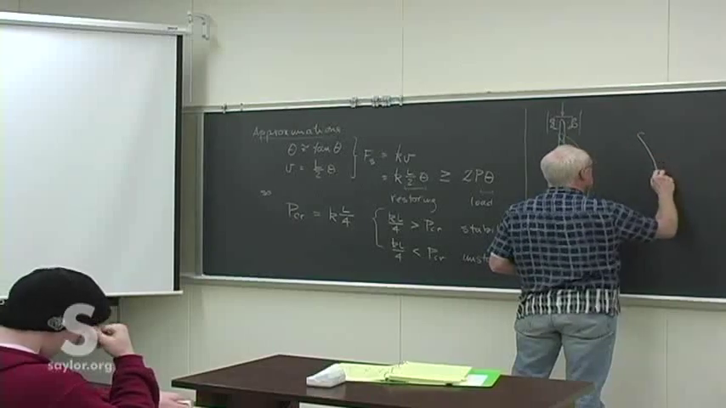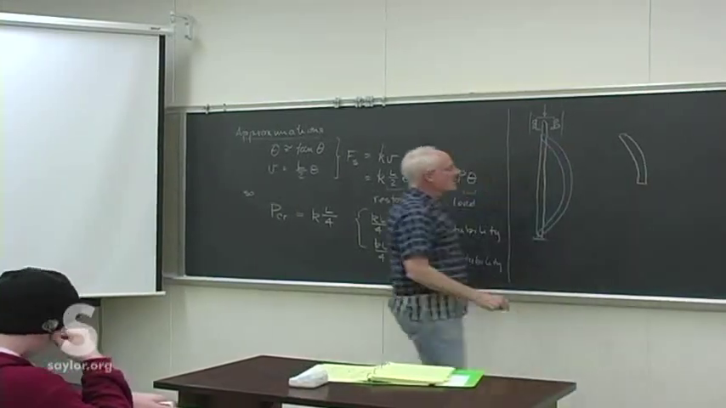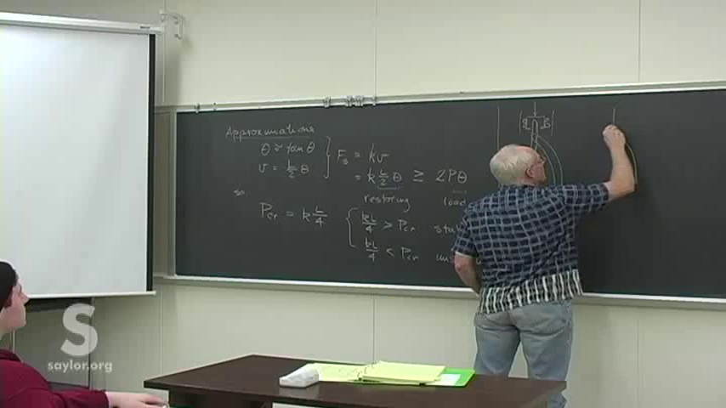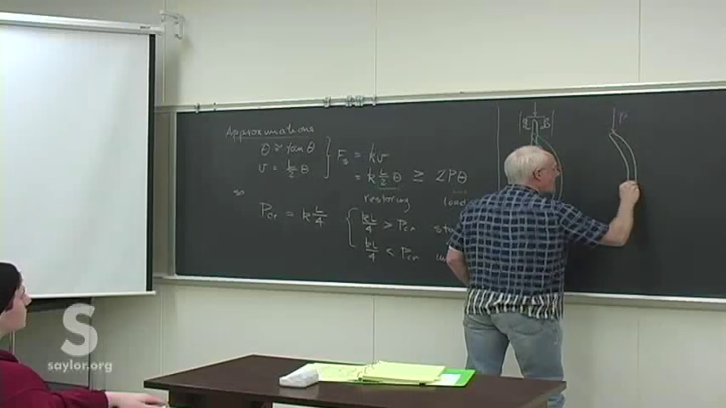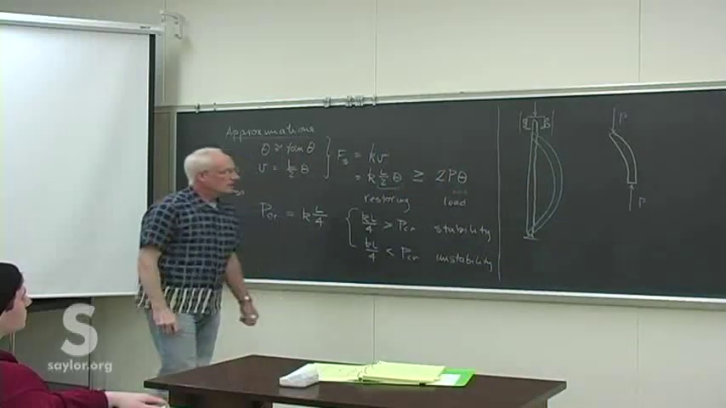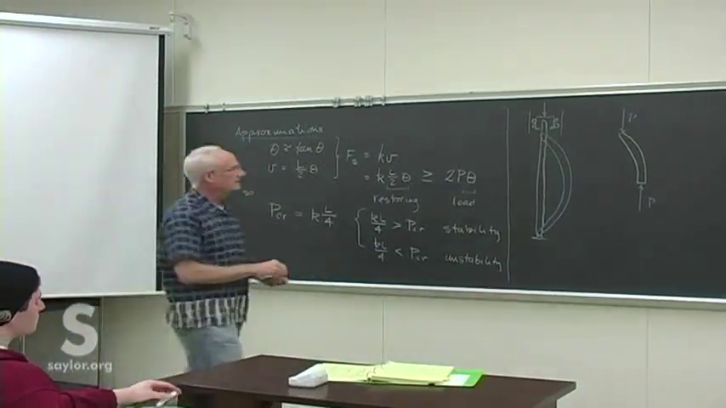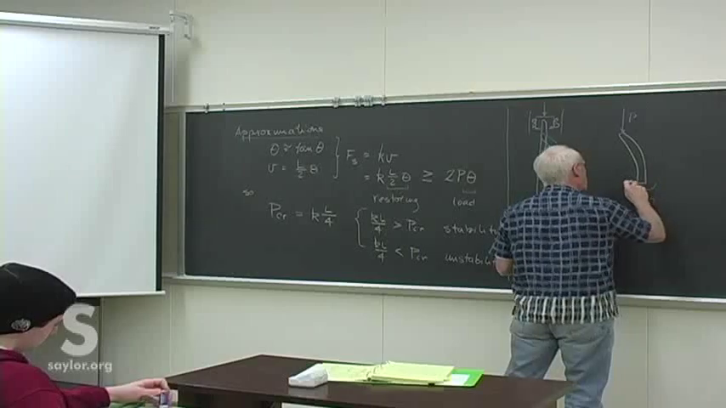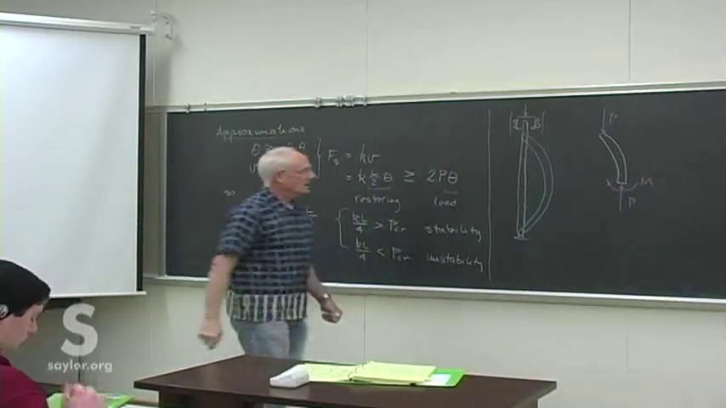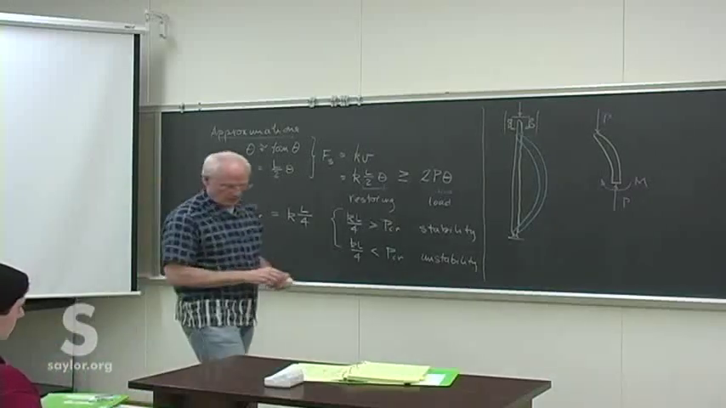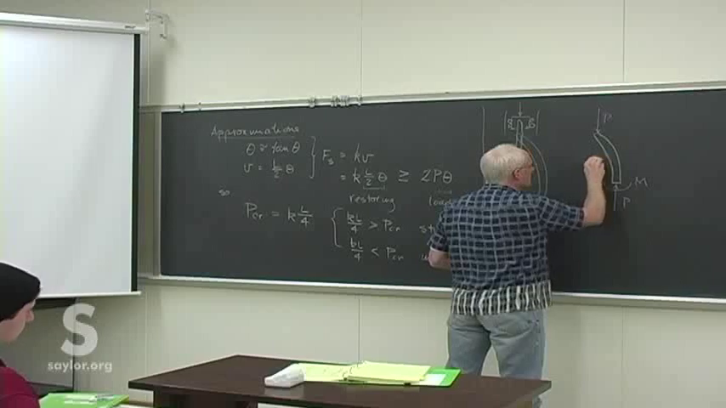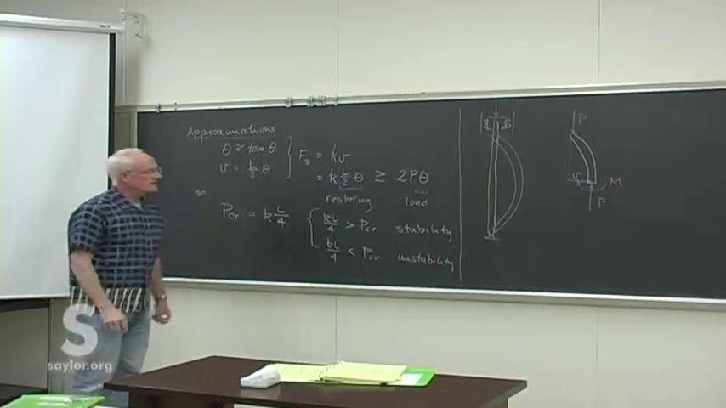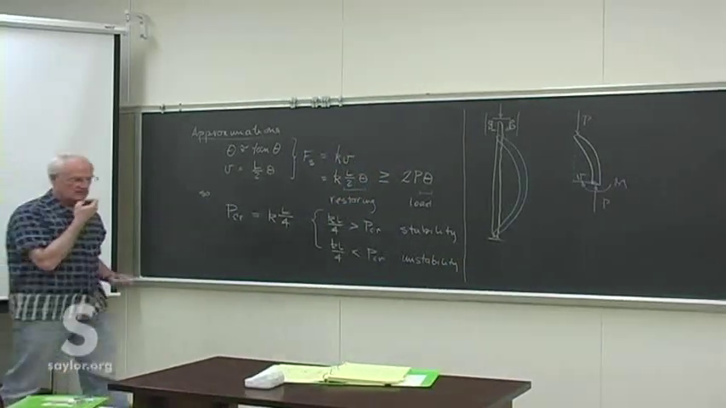So we'll make an imaginary cut somewhere right in the middle, and we know we've got loads like that, but those are offset and make a couple going that way. So we need an internal moment going the other way to counterbalance that moment that we have now. This being the deflection V at the center of the column.